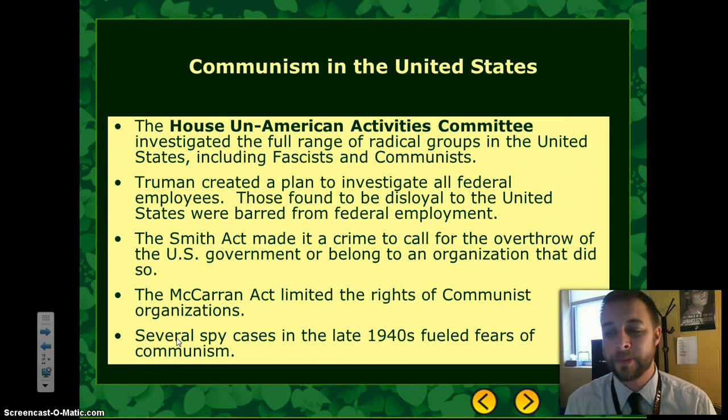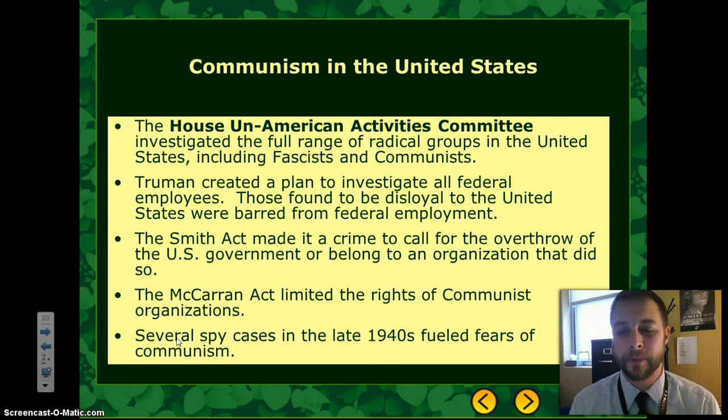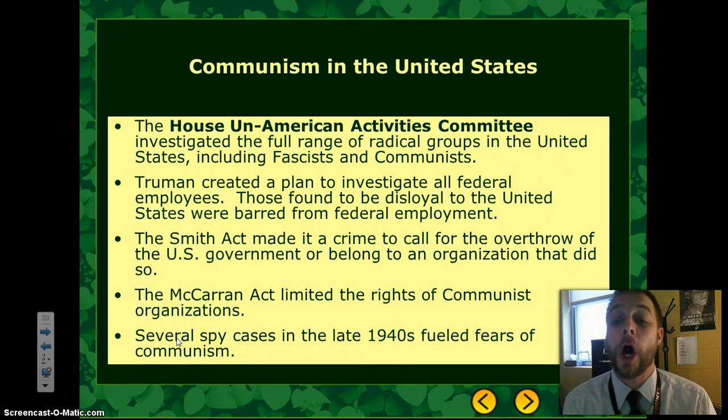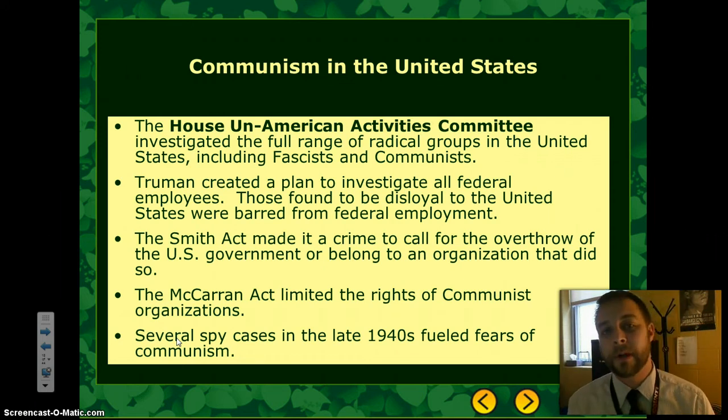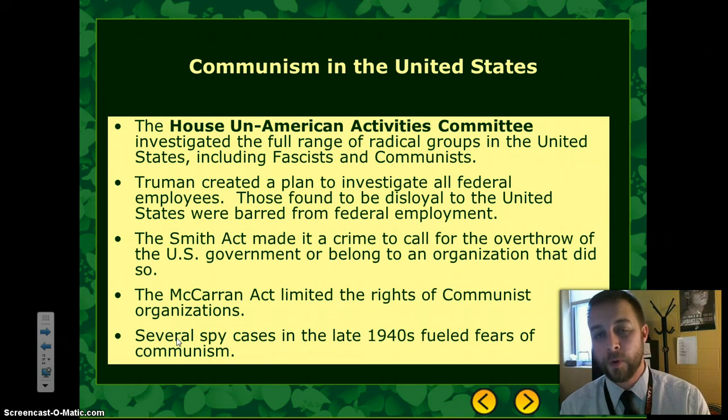Truman also creates a plan to investigate all federal employees. The Smith Act is passed, making it a crime to call for the overthrow of the U.S. government, not just to try to overthrow the government, but just to call for it. And you also had the McCarthyism Act and other laws that do that as well. There are also several spy cases, Alger Hiss, the Rosenbergs, all of which kind of fuel this fear.